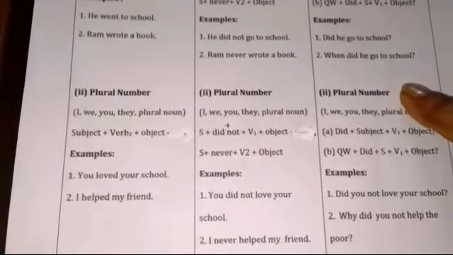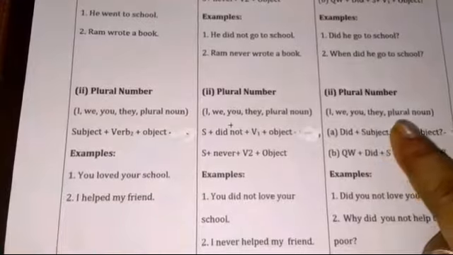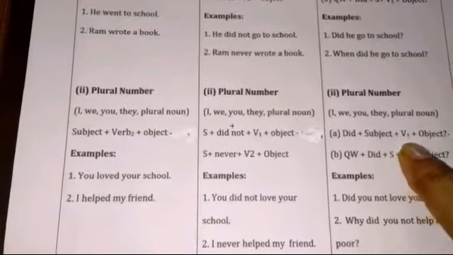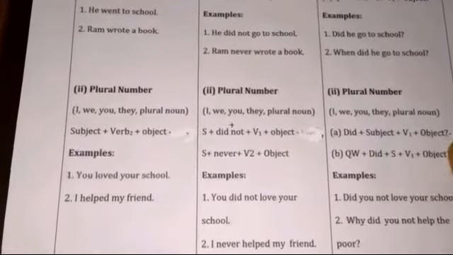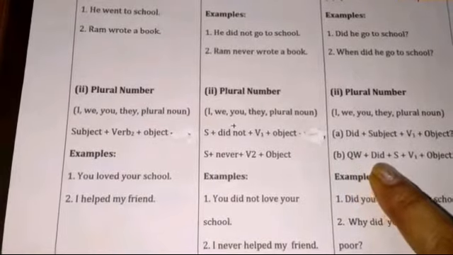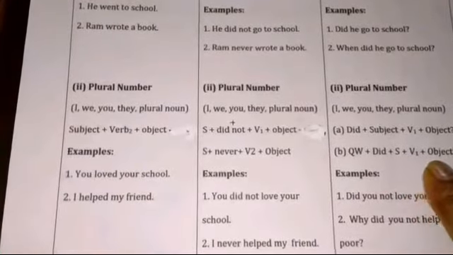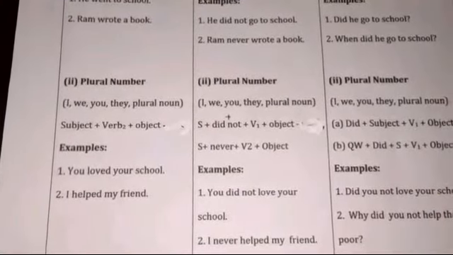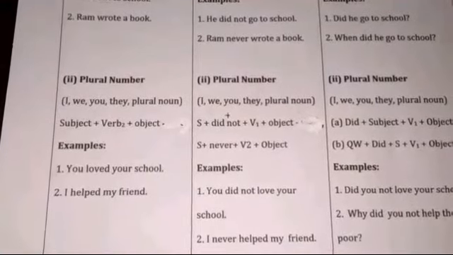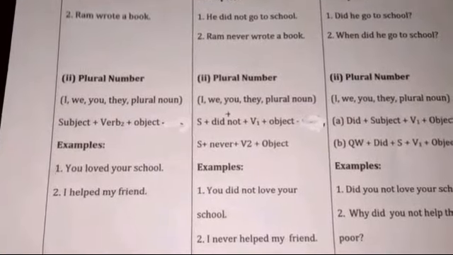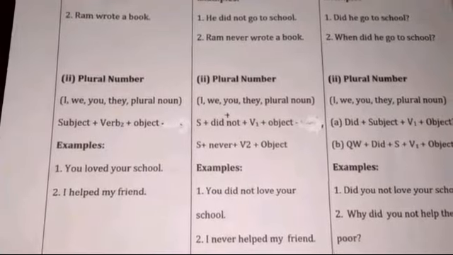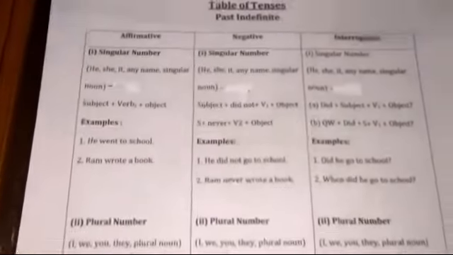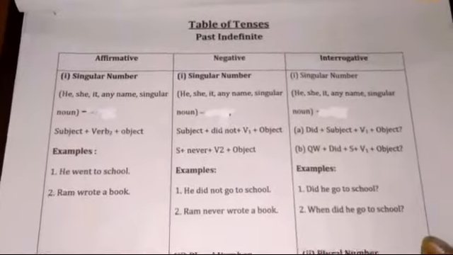Interrogative sentence, plural number, same: I, we, you, they, plural noun, the same formula. Did, subject, V first plus object, question mark. Question word plus did plus subject plus V first, and then object, question mark. And these are the examples. Did you not love your school? Why did you not help the poor? Okay, so these are the plural number, and this is the singular number.